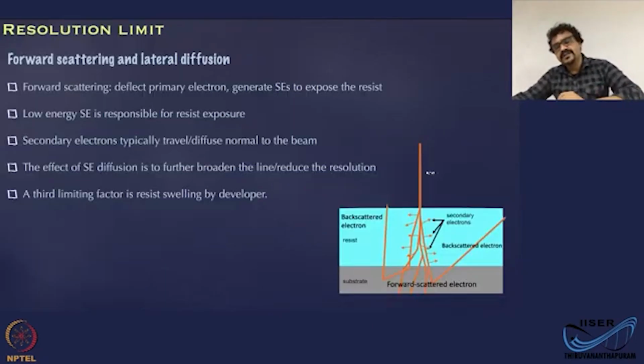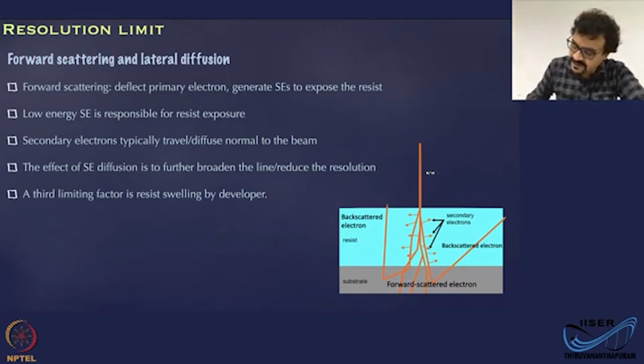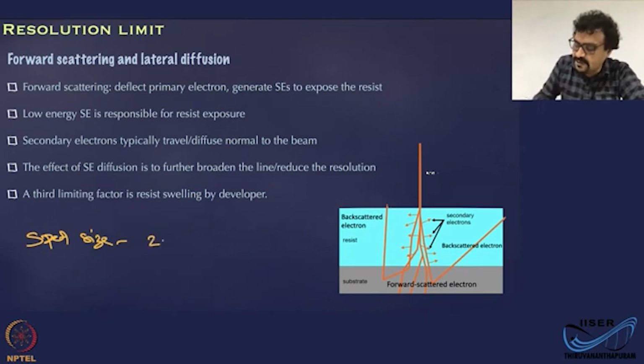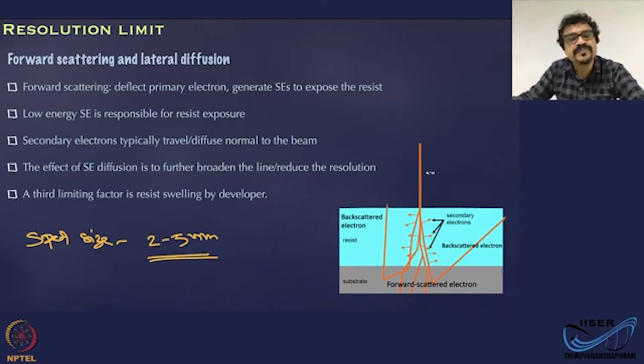So let's look at what limits the resolution. We just now discussed that the spot size or the feature size that you can get with the imaging is approximately a few nanometers. Okay, spot size is maybe 2 to 5 nanometers. That's what you can get. Now let's look at what limits the resolution. Okay. So mostly in a lab atmosphere, you can get patterns down to 20 nanometers without a lot of effort. But pushing below 20 nanometers requires a lot of extra care. Okay, so most of these resolution issues come from the lateral diffusion of the secondary electrons.